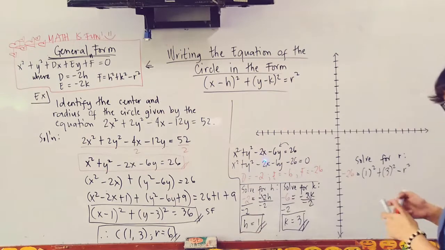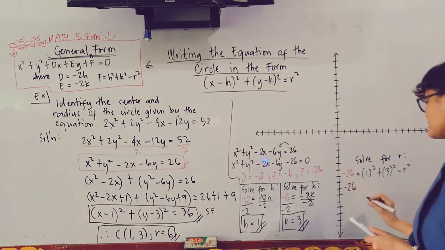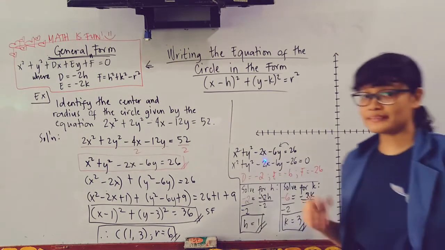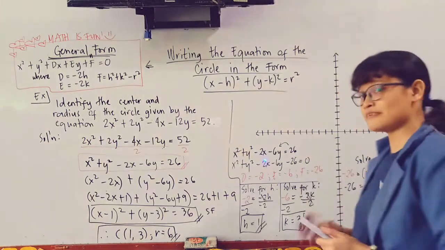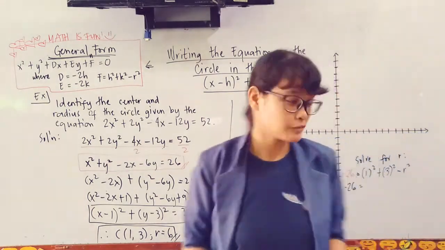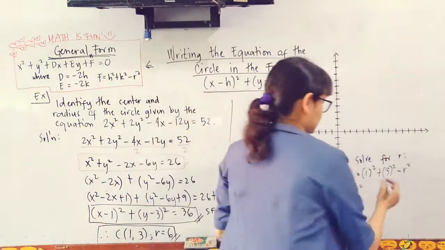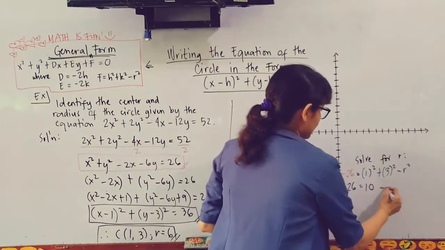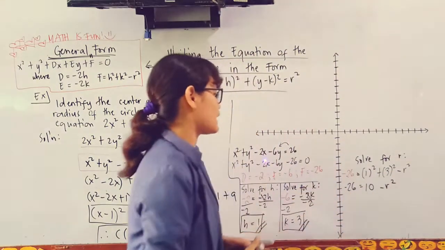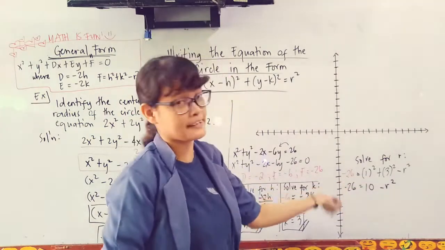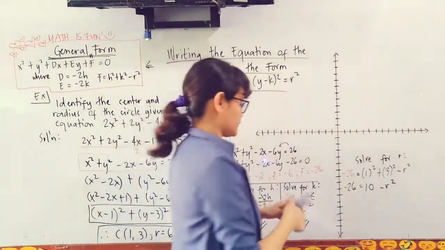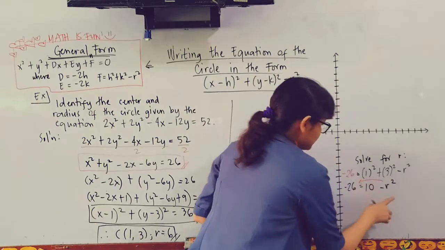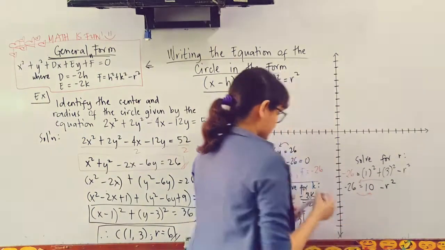I-simplify na lang. Okay, so you have -26 equal to 1 times 1 is 1, then you have 3 times 3 is 9. So 1 plus 9 is equal to 10 minus R squared. So ilipat na natin sa kabila yung negative R squared kasi -26 doon para positive na yung R squared. Okay, so yan. Yung negative R squared dito tapos yung -26 dyan.